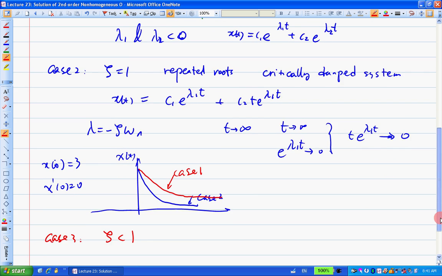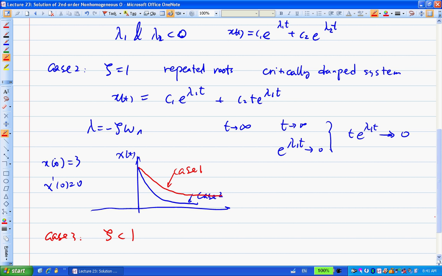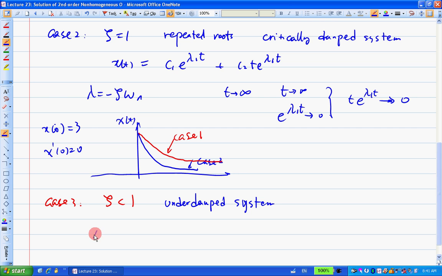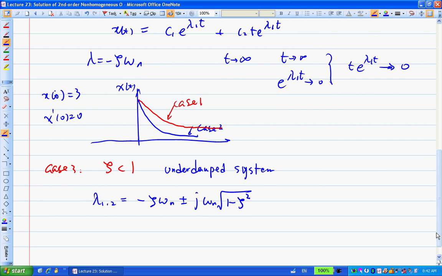So your lambda, in this particular case, what we call it is an underdamped system, or you have an underdamped response. So your lambda will be plus minus j omega n root 1 minus zeta squared. Okay, your lambda will be this. So you got two complex conjugate roots.